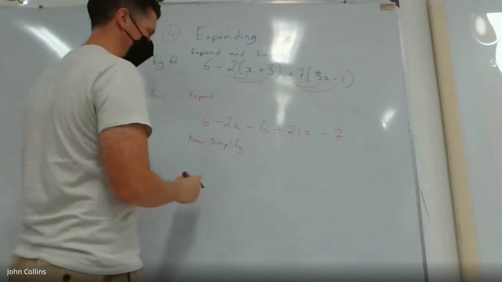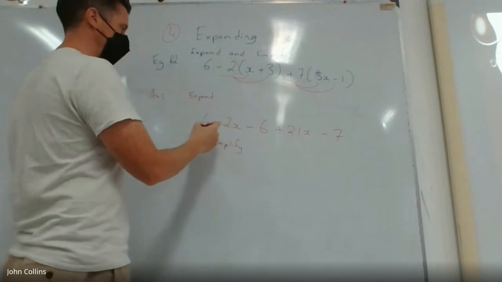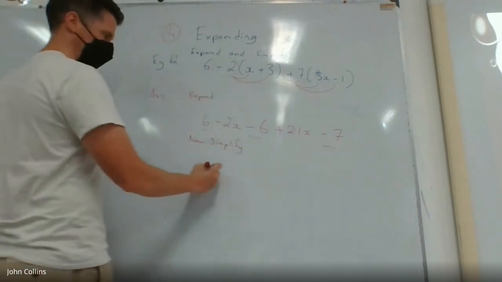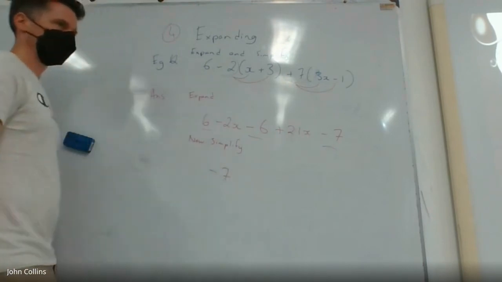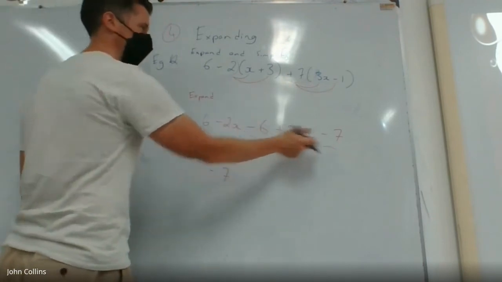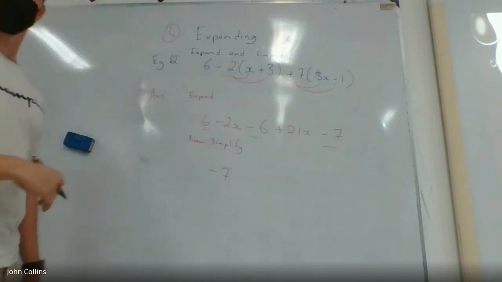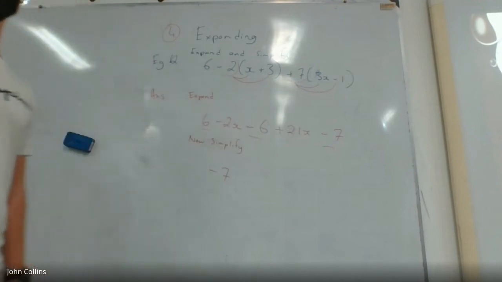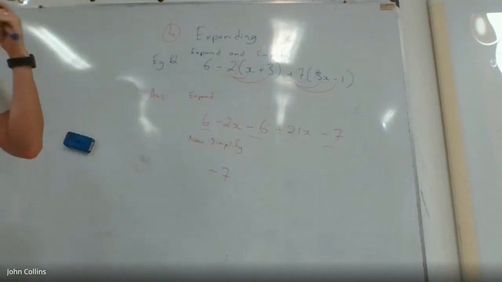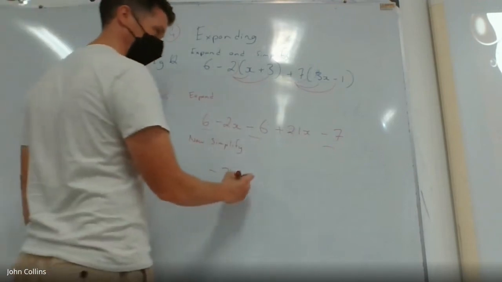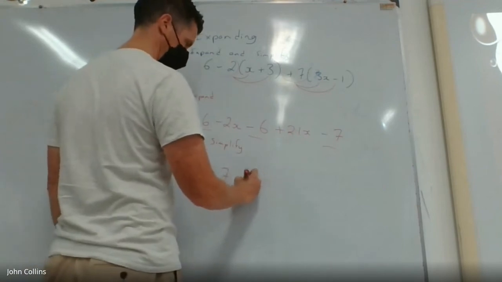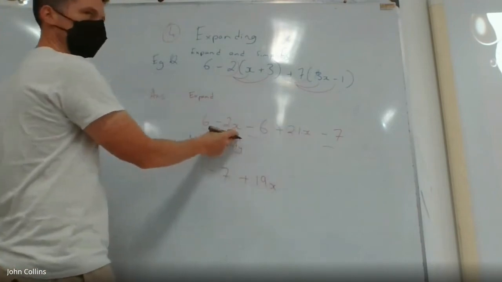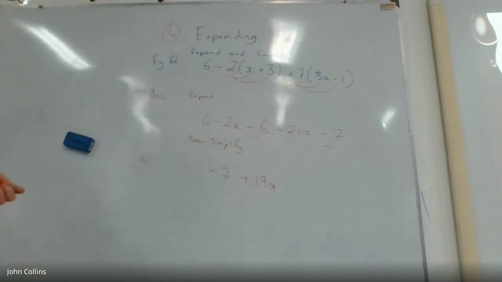Okay, so let's simplify. Let's do the constants again first. 6, take away 6, take away 7. 6 take away 6 leaves me at 0. 0 take away 7 just brings me back to negative 7. Negative 2x plus 21 of the x's. Positive or negative? Yes, a positive 21x, take away the 2x, be 19x.